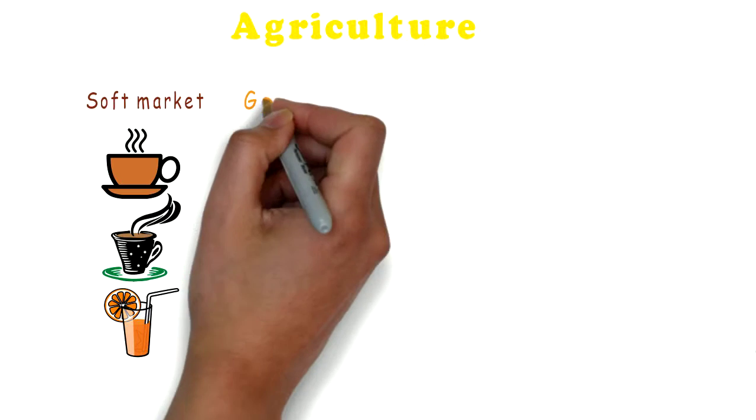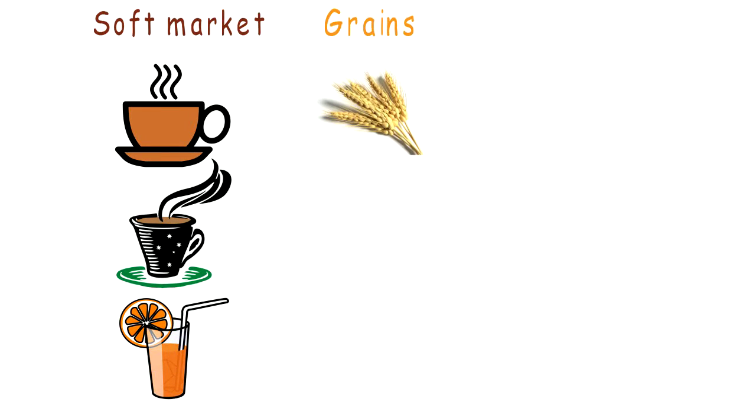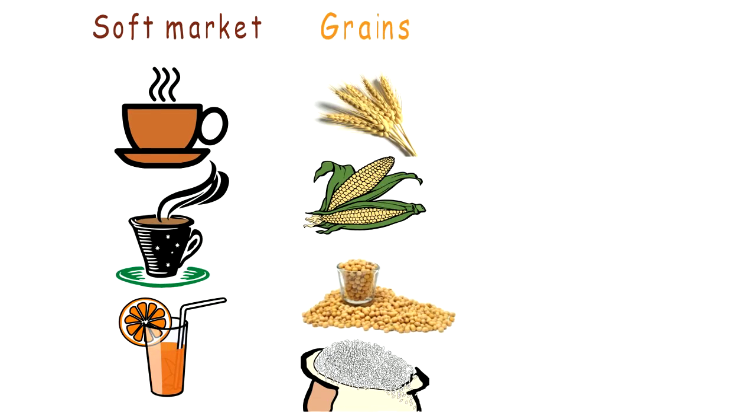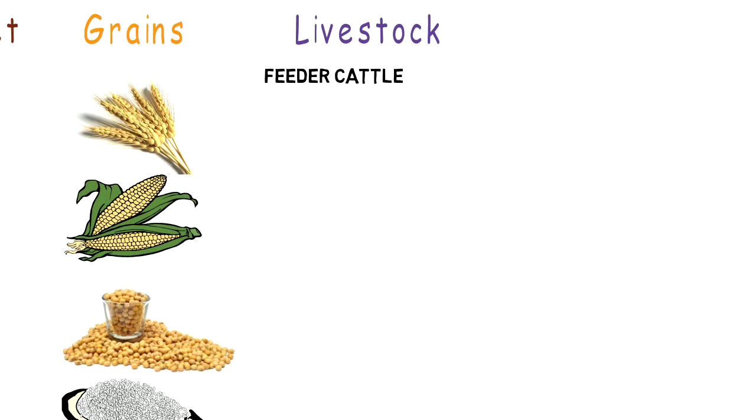In the first category, agriculture, commodities are divided into smaller groups which include softs market, things you drink such as cocoa, coffee or orange juice. The second small group, grains, are identified as cereals suitable as food for human beings, such as wheat, corn, soybean and rice. Livestock are the third one, which are animals that become food.